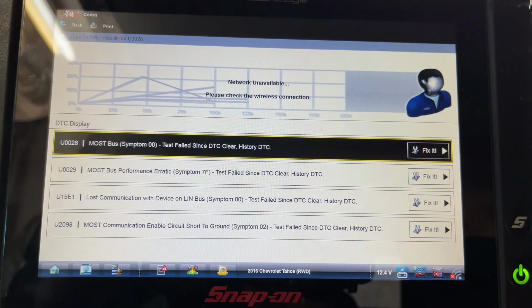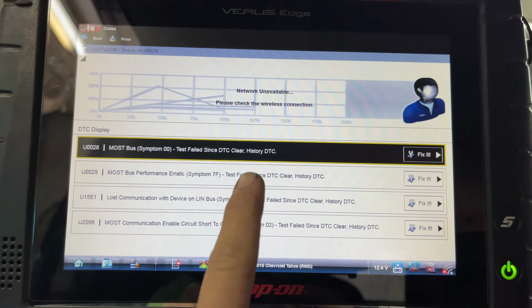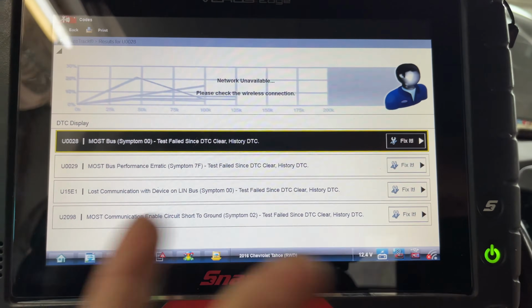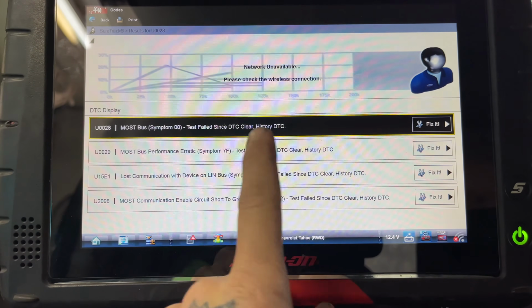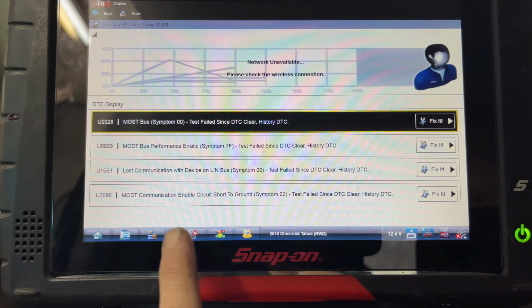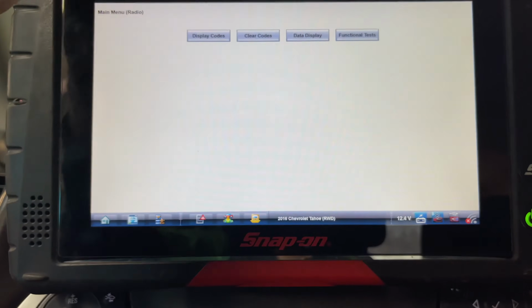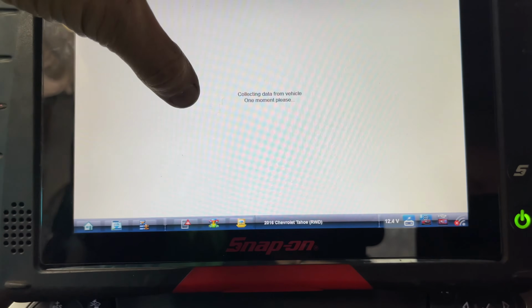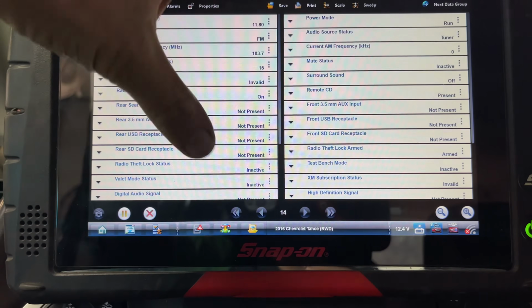So now, if we look at our codes in the radio, you see everything is history. Even though it can't talk to the HMI, it doesn't matter, it doesn't care. It is saying the circuit, the bus, is good. Everything with the bus is fine now. No current code. We'll go over here to our data, get down here to these nodes and see what they say now.